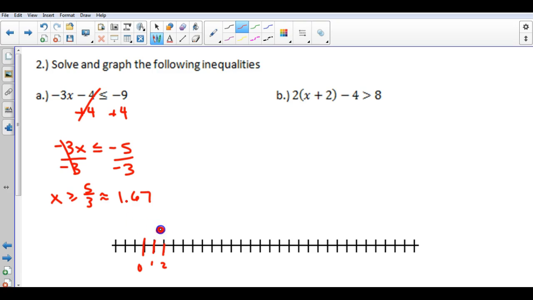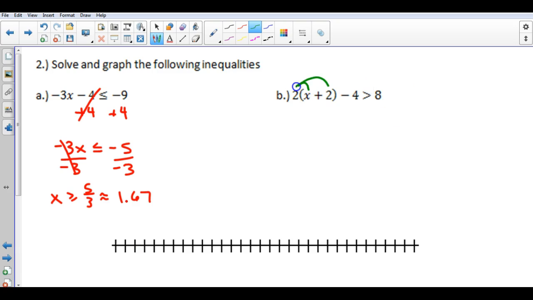What that means is that 1.67 is part of my solution, as well as all the numbers that are greater than it. So you would have a closed dot because of the "or equal to" part, and then we're shading to the right, because it's all the numbers that are greater than or equal to that. So what I'm going to do is wipe the graph, then I'll keep my work there, and now I'll do the next problem.